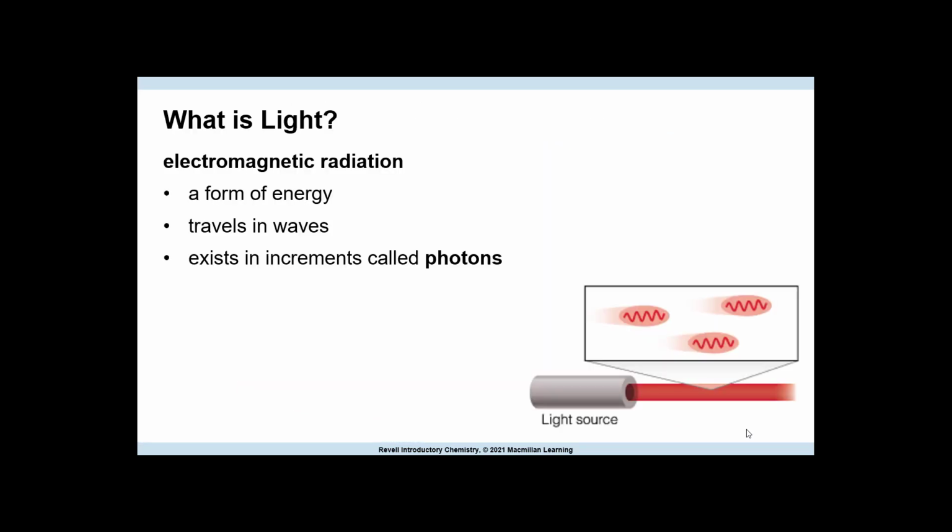So what is light? Light is a type of electromagnetic radiation. If you don't know what that is, you will on the next slide. Electromagnetic radiation is energy that travels as a wave, and these are produced from charged particles. These waves are made up of small energy packets called photons. And think of a photon as a small packet of light, if you will.